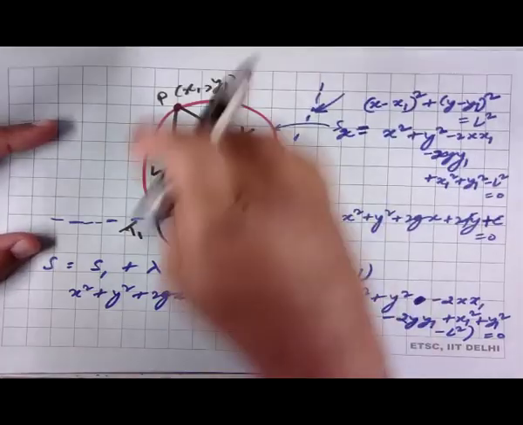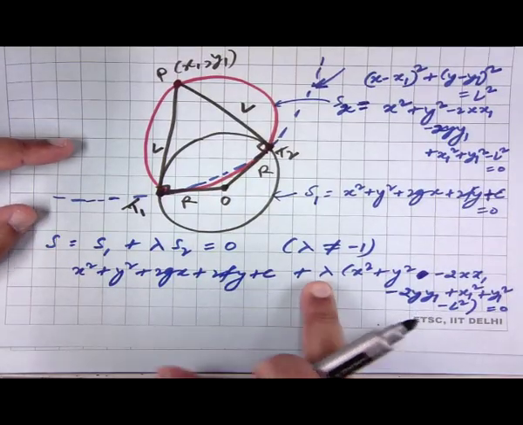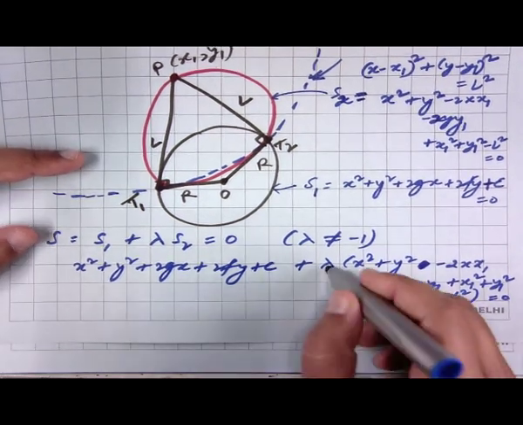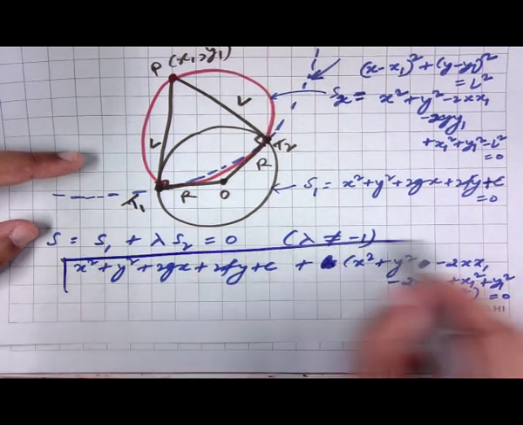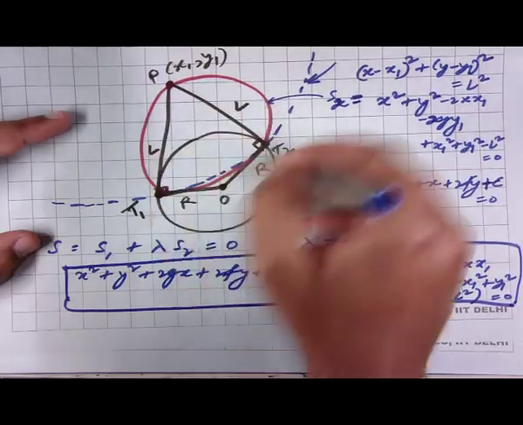Hence, the equation of this red circle is nothing but, we just need to put lambda equal to 1 in this equation, and therefore, this is the equation of the red circle.